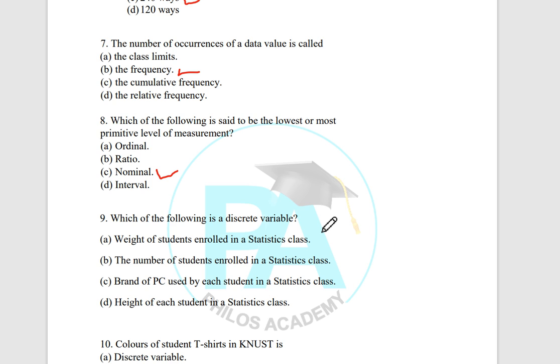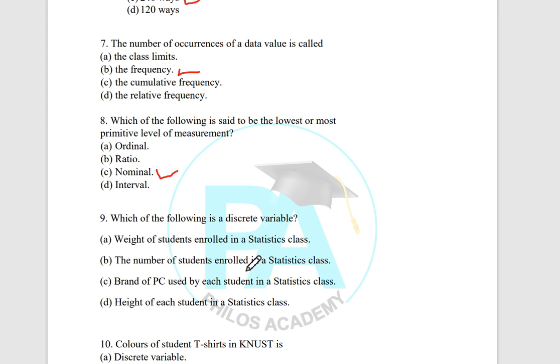And we say the qualitative are not in numbers. And we also say the quantitative are in numbers, and the quantitative is further divided into two, discrete and continuous. The discrete, you can easily count it, whereas the continuous, you can't just count it, but the most common way of getting it is by measuring it. So if we check the possible answers, A says weight of students enrolled in a statistics class. Can you count their weight? No. So the answer is not A.